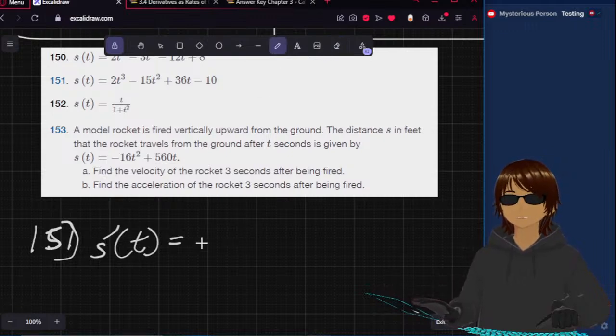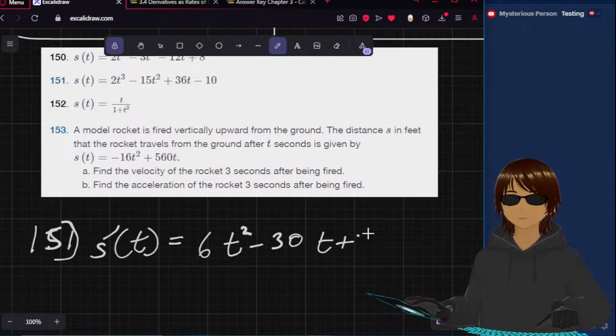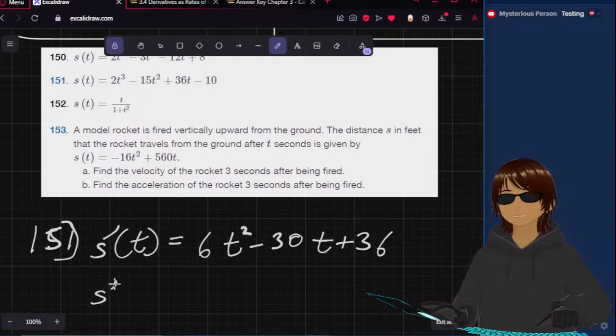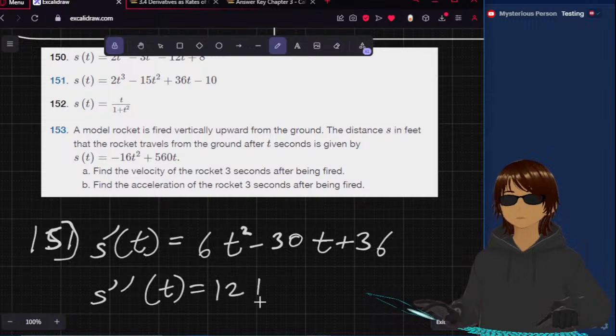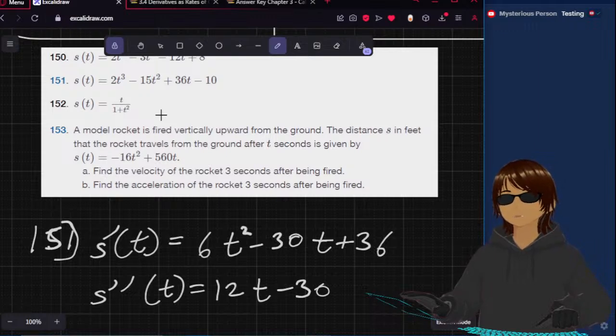So the derivative is 2 times 3 is 6, 30, 36. Now what? Then the double derivative is 12t minus 30. Now what?